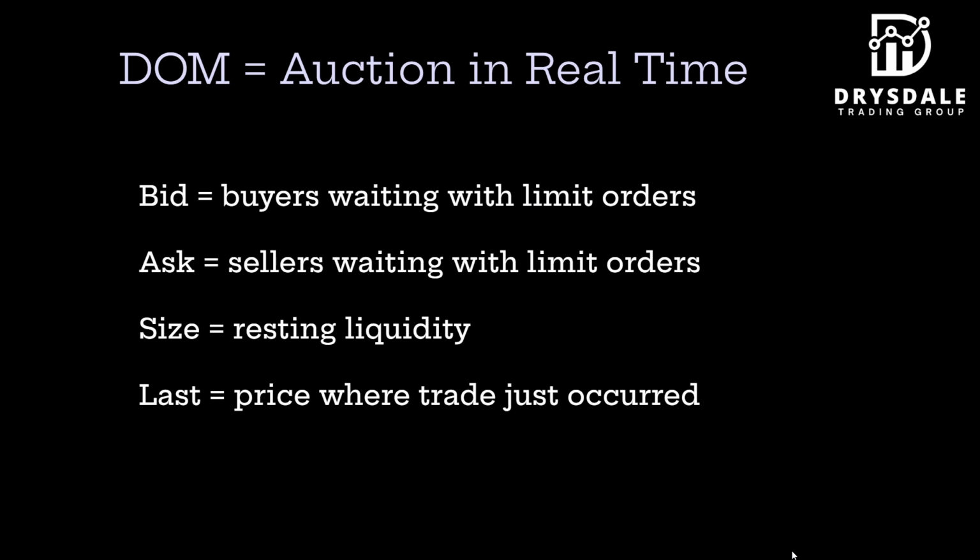So here's what you're actually seeing when you look at the DOM. The bid column on the left, this shows where buyers are stacked with limit orders and how much size is waiting to be bought if you're using level 2 data. The column on the right, this is the ask column. This shows where sellers are waiting to sell on the offer. The size is going to tell you how much resting liquidity is at that level, how many orders or how many contracts are waiting to be filled.